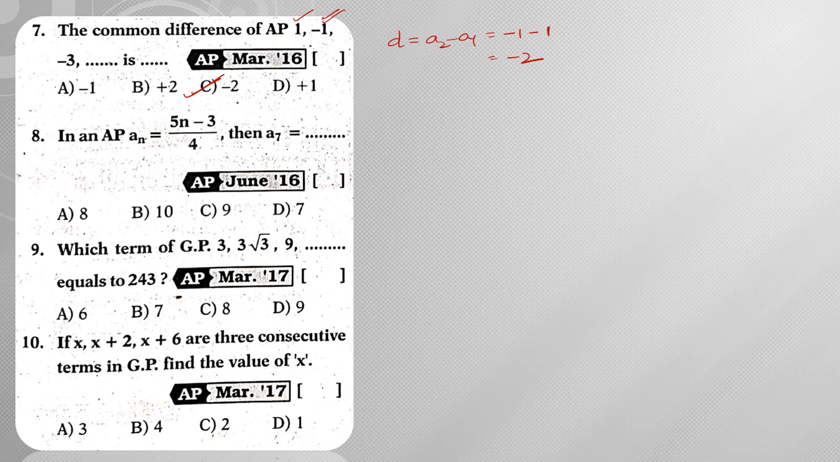Next, in an AP, an is equal to (5n minus 3) by 4. Then what is the value of A7? Whenever you have n on the left hand side, you also have n on the right hand side. So what has changed here? Instead of n, I got 7. That means on the right hand side also we need to replace n with 7. Then what am I going to get? 5 into 7 minus 3 by 4. 5 7s are 35. 35 minus 3 is 32. So 32 by 4. 4 8s are 32. Hence the answer is 8.